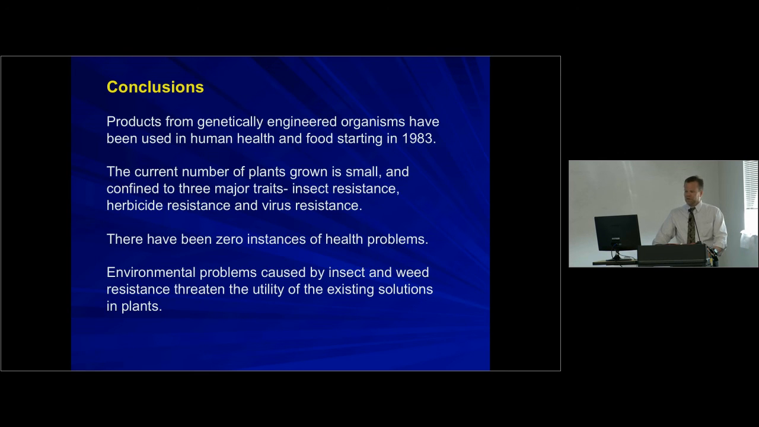Most of all, it's important for us to note that there have been 0 instances of health problems that have come from the technology itself, that there have been 0 instances of food or of medicine that have caused problems because of genetic engineering. We also are cognizant of those environmental problems, such as the resistance to disease, resistance to insects and resistance to weeds, that do threaten how well these technologies will work going forward. They require new solutions and more clever ways to solve the problems.